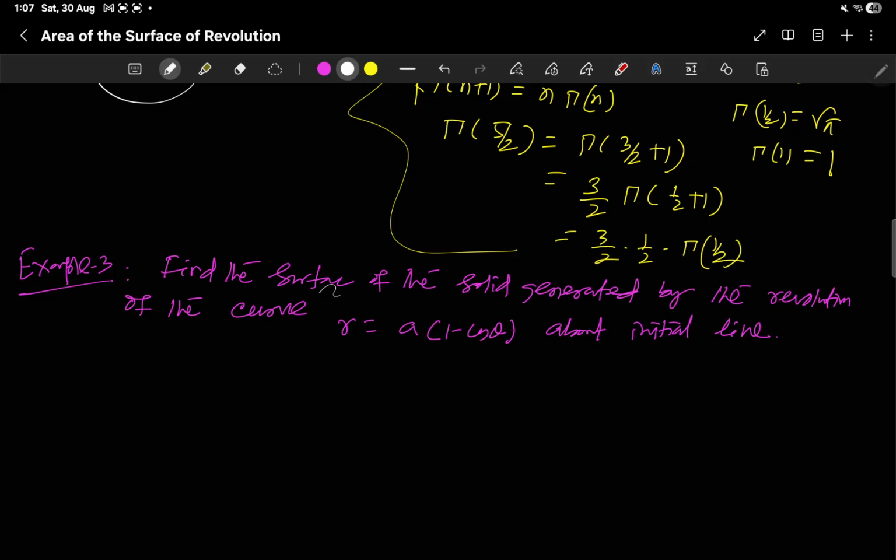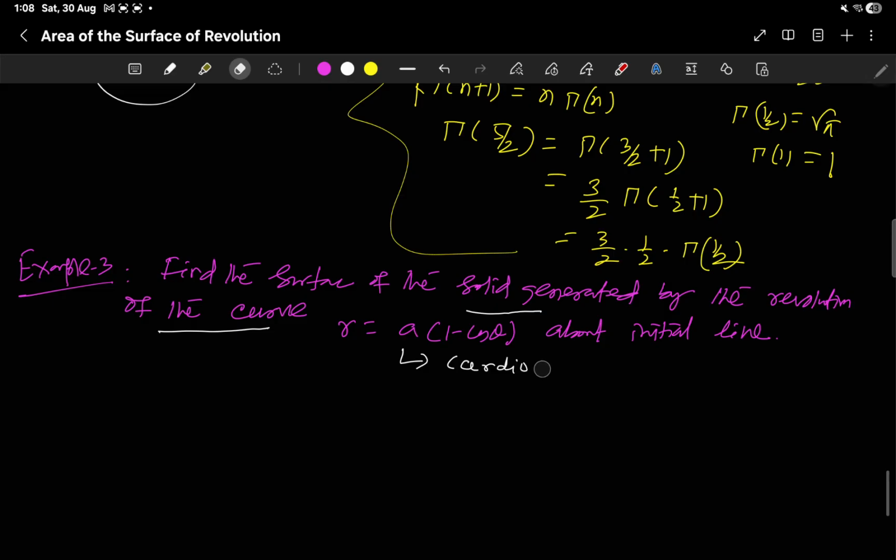Now coming to example 3: find the surface of the solid generated by the revolution of the curve. The name of the curve is cardioid, C-A-R-D-I-O-I-D, this is the spelling. So is it not of the form r equals f(θ)? So it is in polar form.